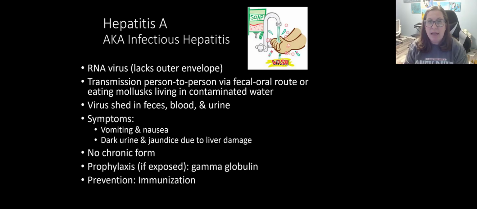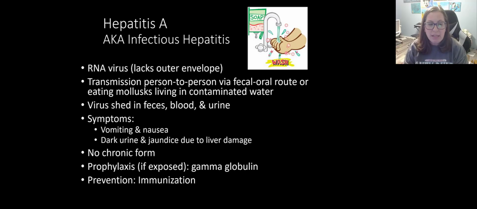And this is mollusks that have been living in contaminated water for an extended period of time, like snails, the different types of oysters, clams, that kind of stuff. It could be passed on that way as well. The virus does shed in the feces. It can also shed through blood and urine as well.